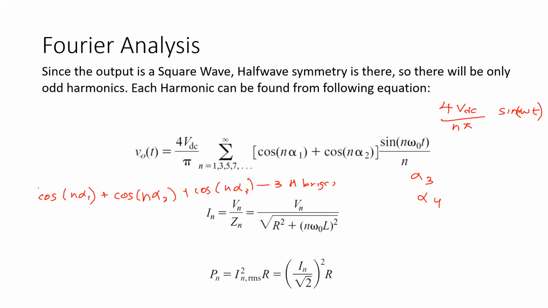This is the only thing changing here. In, you can find it the same as earlier, Vn over impedance. P is the same as earlier for the square pulse inverter. You can use the same equations here because Vn is the only thing changing. Impedance changes depending on the frequency, but it does not change depending on the circuit. And if that does not change, In will also not change.